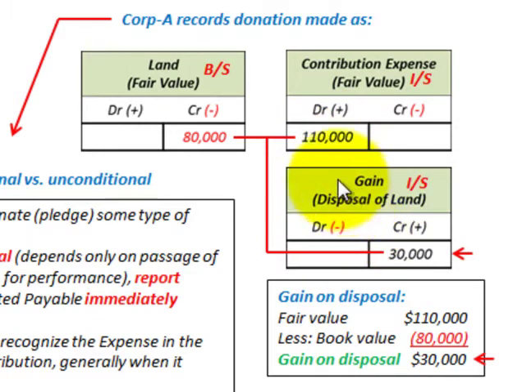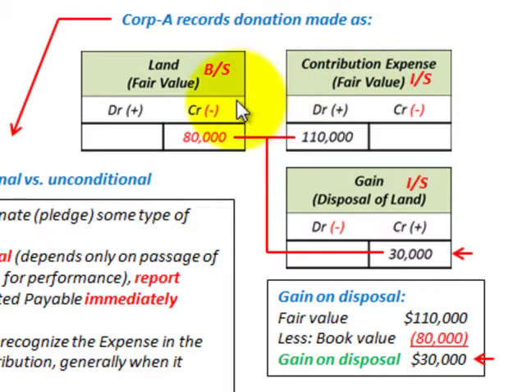And then the difference between reducing the land at its cost of $80,000 and recognizing the contribution expense at its fair value at the time of the contribution of $110,000 would in this case go to a gain, and they'd credit their gain on the income statement on this land. The gain on disposal is simply the fair value of the land, $110,000, less its book value of $80,000, which gives us the gain on disposal of $30,000. Again, simple enough, but just remember when you record a donation, you're doing it at the fair value, and you're recognizing it as an expense on the income statement.